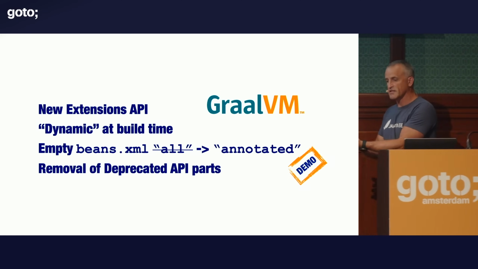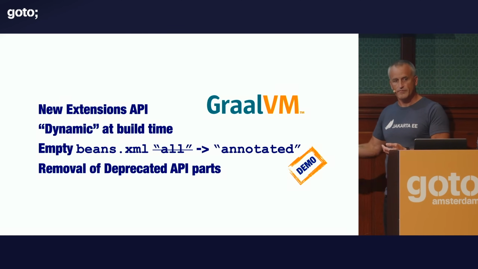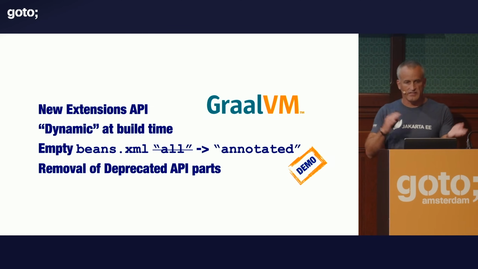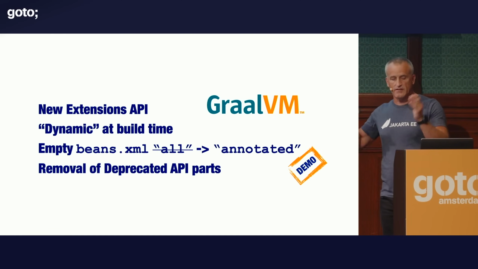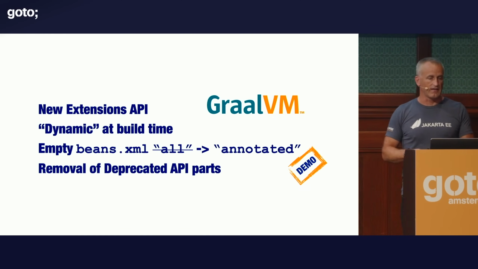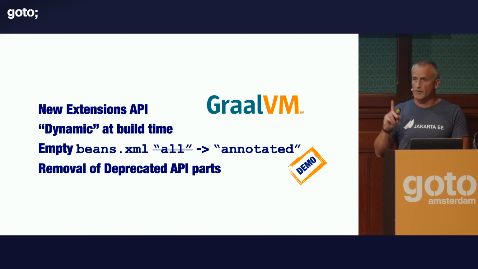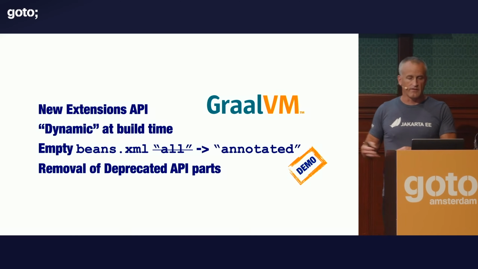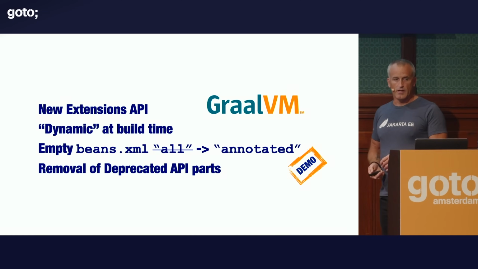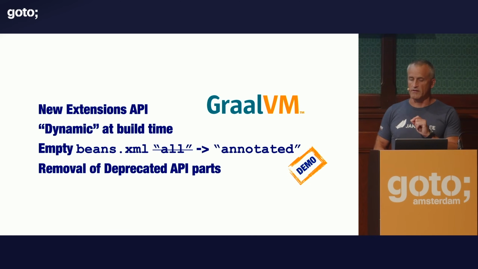So there is a new extensions API that will do this dynamic stuff at build time. And they changed the nature of the beans.xml just to make it easier. And this is the big breaking change in Jakarta 10, that an empty beans.xml doesn't mean all anymore. It means annotated. So be aware of that if you're upgrading. And they removed some stuff. But this is the core thing of Core Profile.